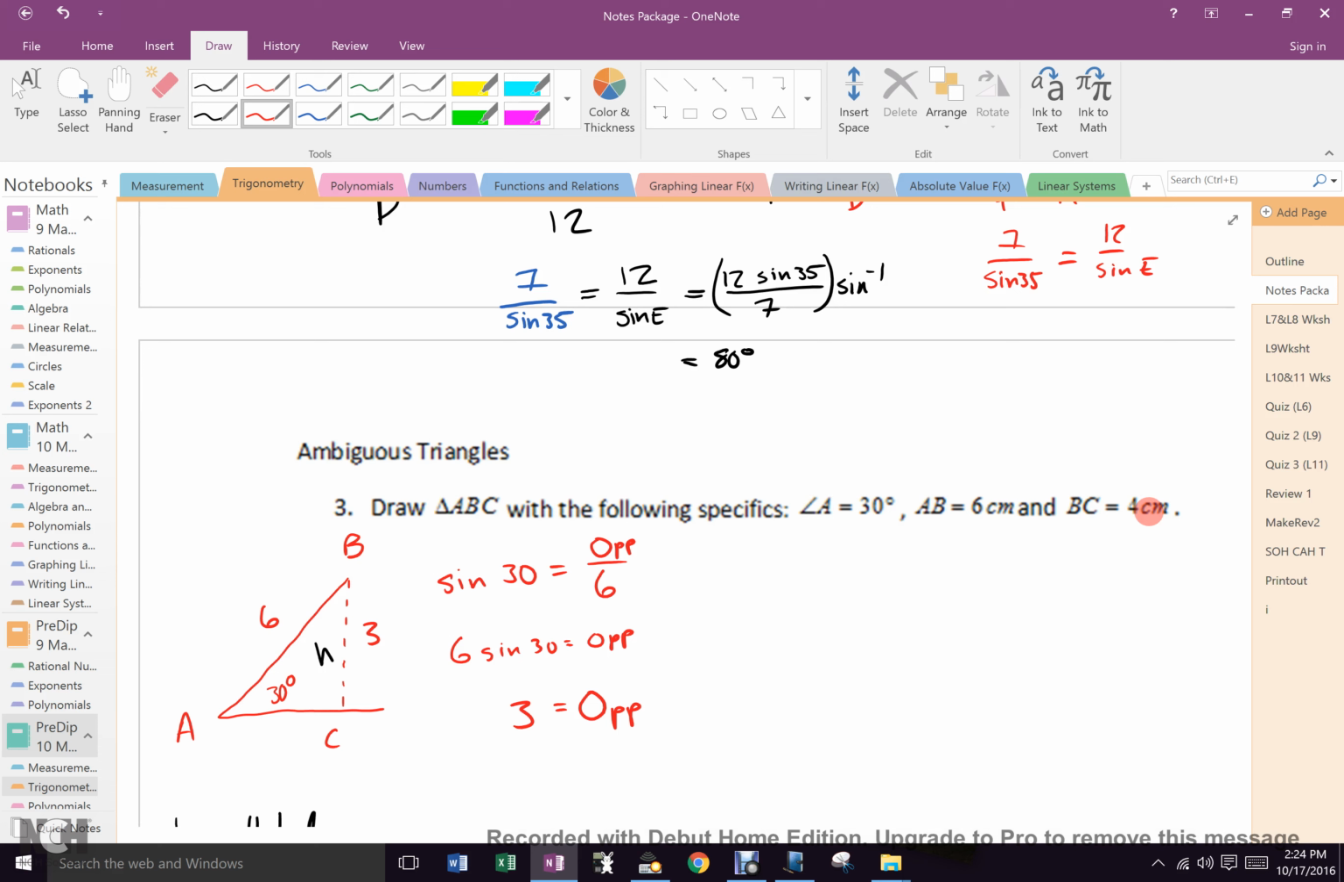Your quiz tomorrow is basically that. Okay? So if you want, go ahead and take a picture of the backboard. Because that is basically your quiz tomorrow. Special triangles and unit circle.